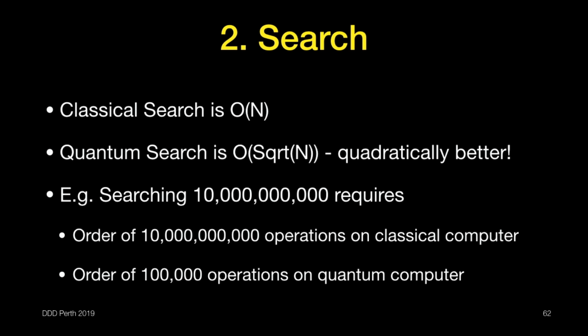And this is quite amazing. It's quadratically better. If you think about it, if we were trying to search 10 billion things to find a needle in a haystack, in the classical computer, that would require on the order of 10 billion operations, quite a few. With a quantum computer, it's a square root of that, just 100,000. So a lot faster to do search. One problem area that quantum computers can help in.